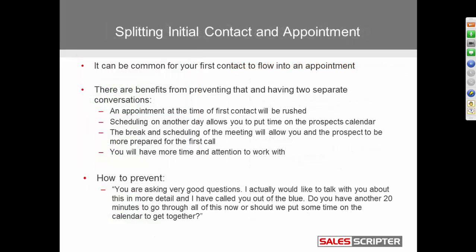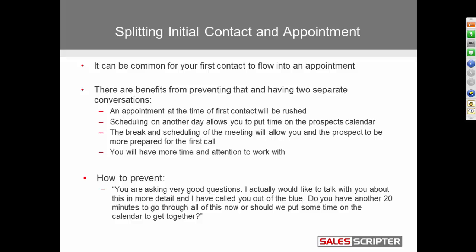Now, I will tell you, for a lot of business-to-business sales, I personally believe that it makes good sense to split the initial contact from the appointment, because you're going to get more time with the prospect. Instead of having a 20-minute cold call and appointment over the phone where the prospect wasn't really prepared for your meeting, I personally think you'll get more time and attention, and they'll be more prepared, you'll be more prepared, if instead you have a 5-minute cold call and then a 20 to 30-minute appointment on the calendar on another day.